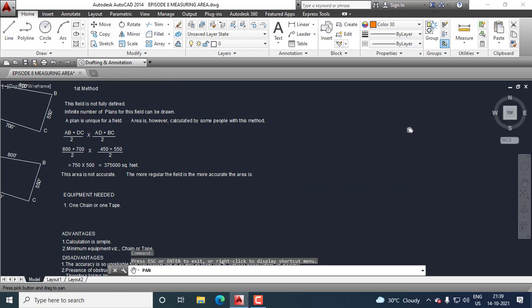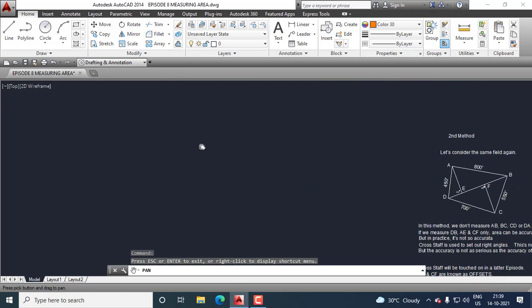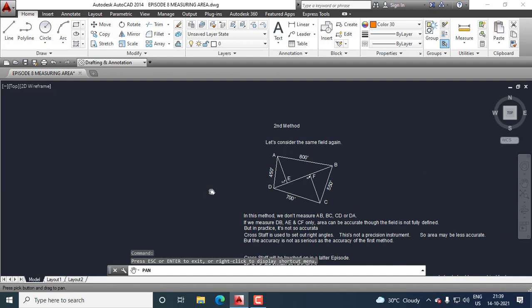Now I discuss the second method. This method is called the offset method. In this method, there are two methods. We measure DB, we measure the two offsets. That's all. We can calculate the area. But we can't plot the figure. If we want to plot the figure, we must know DE and DF also. Then the figure can be plotted accurately and the area can be calculated accurately.